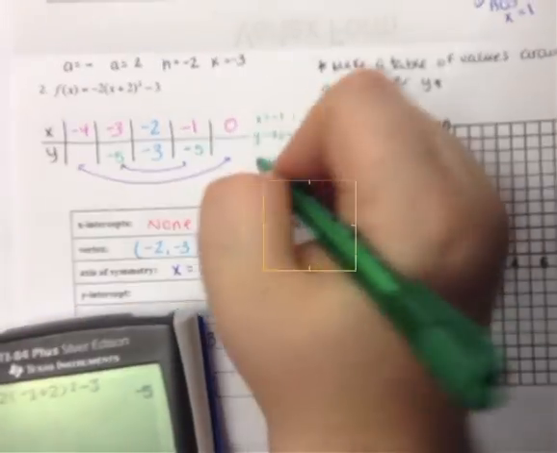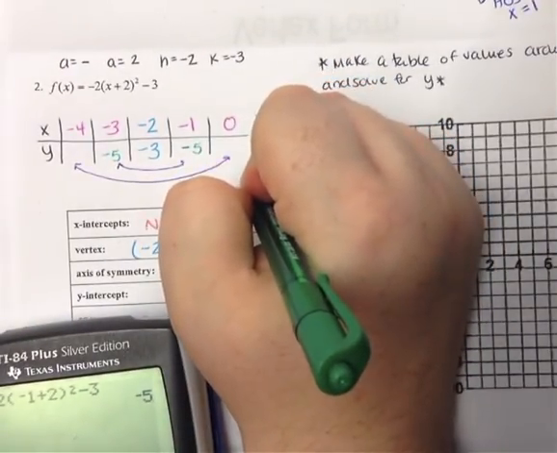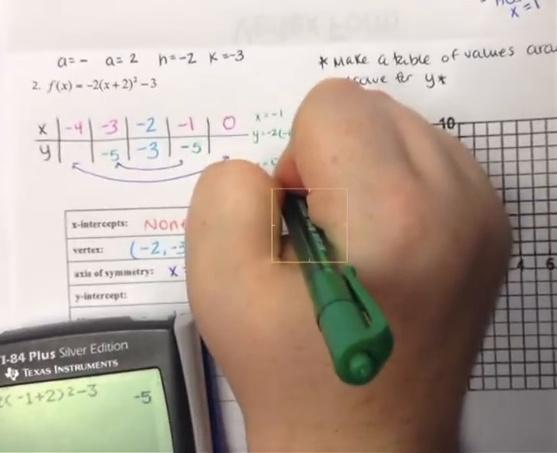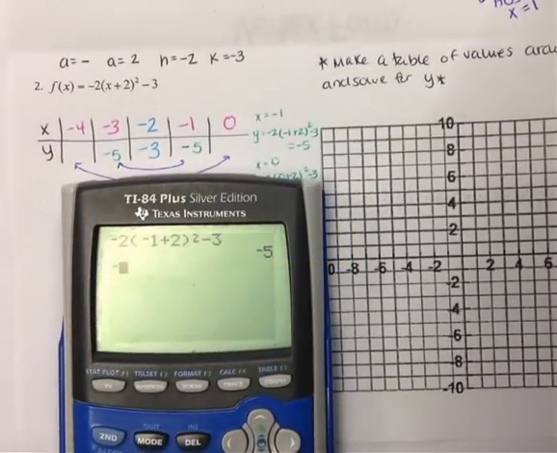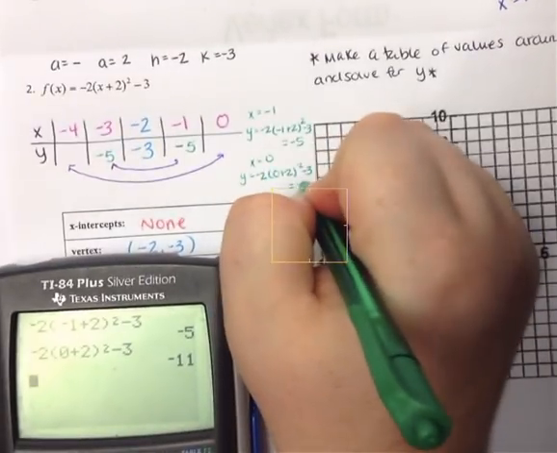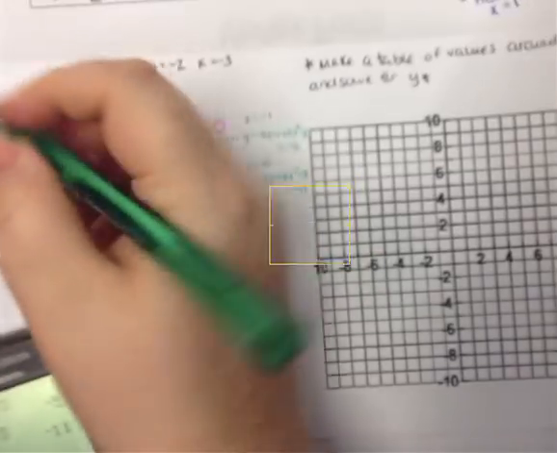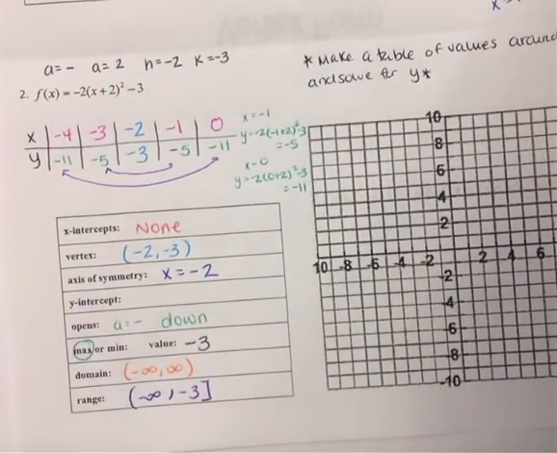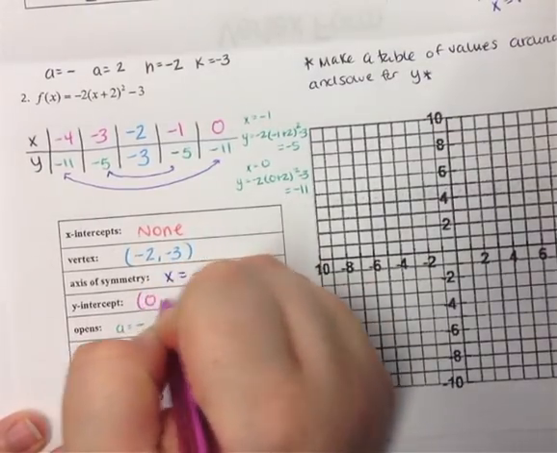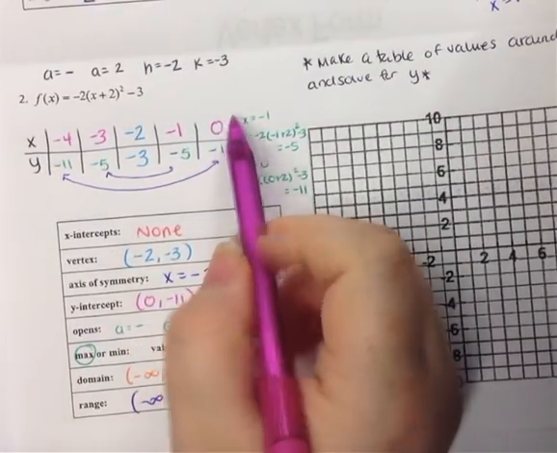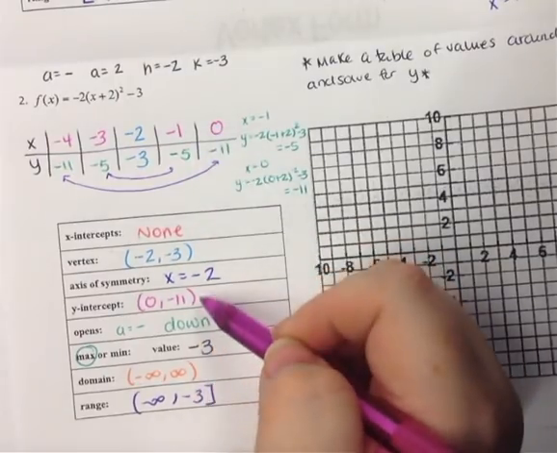So we'll do the same thing with the 0. So x equals 0, so we'll have y equals -2(0 + 2)² - 3. We get -11. So this is equal to -11, and -11 here. Because I have 0 here for my y-intercept, I can put down here (0, -11). Remember, the x value of 0 is your y-intercept. So whatever this is, you can go ahead and put here.